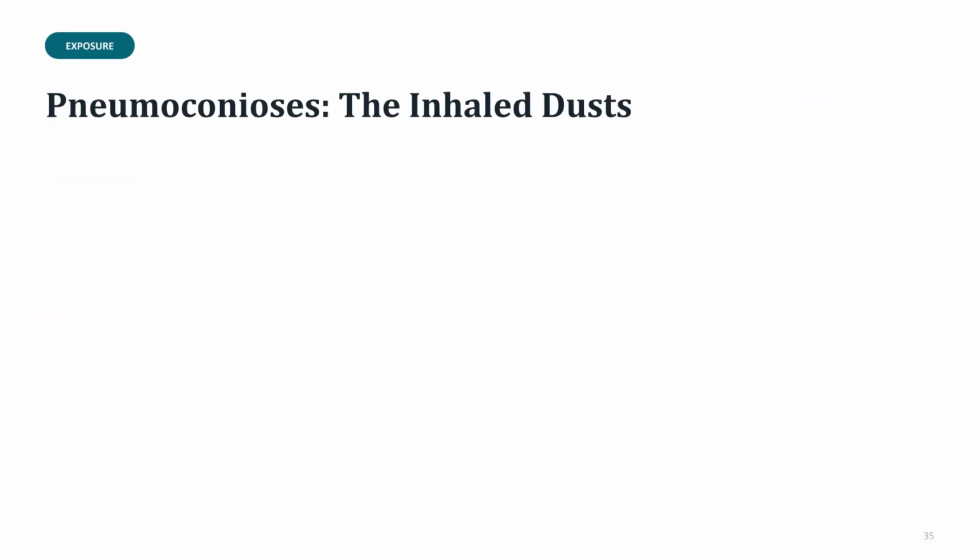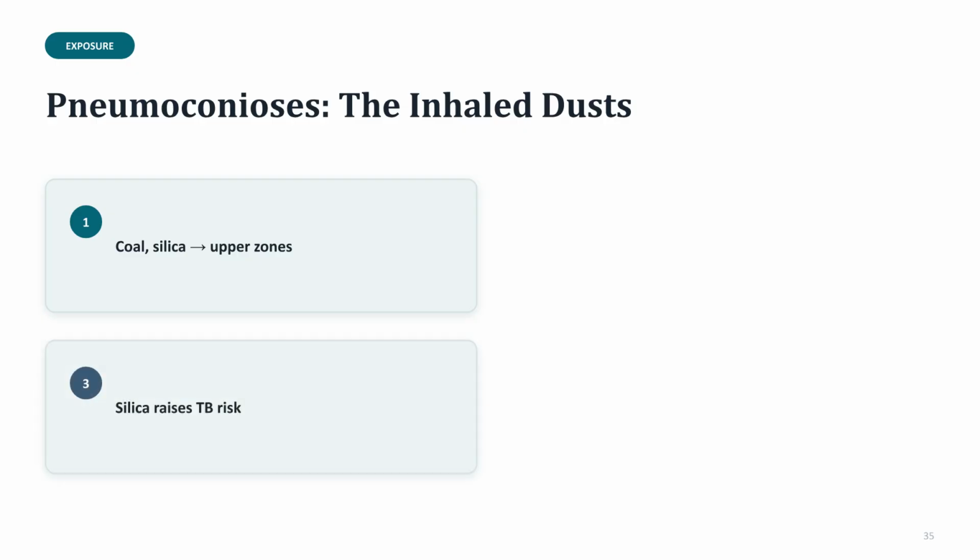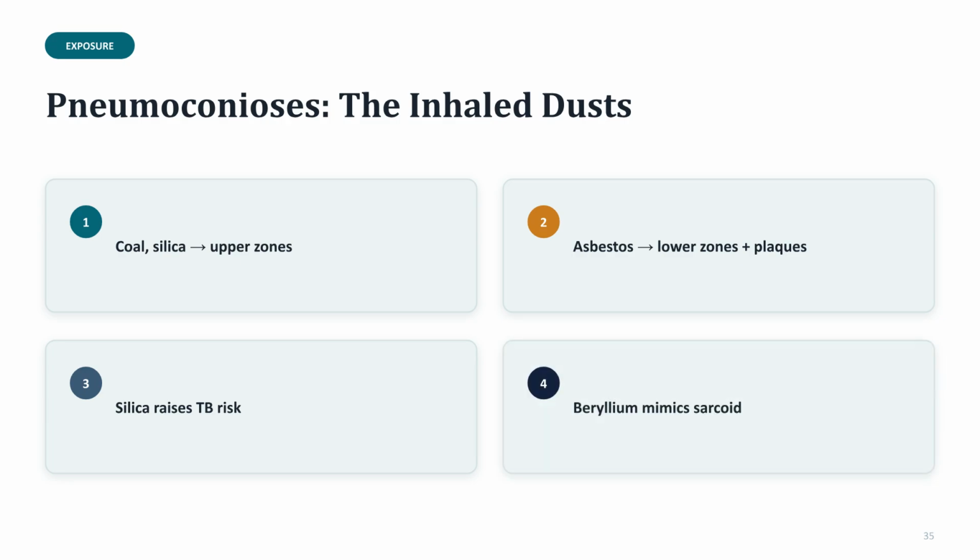The pneumoconioses are interstitial diseases of inhaled inorganic dust. Coal and silica scar the upper zones. Silica also raises the risk of tuberculosis and can calcify lymph nodes into an eggshell rim. Asbestos is different. It scars the lower zones and leaves calcified pleural plaques, and it raises the risk of mesothelioma and lung cancer. Beryllium is the great imitator, a granulomatous disease essentially indistinguishable from sarcoidosis without an exposure history.